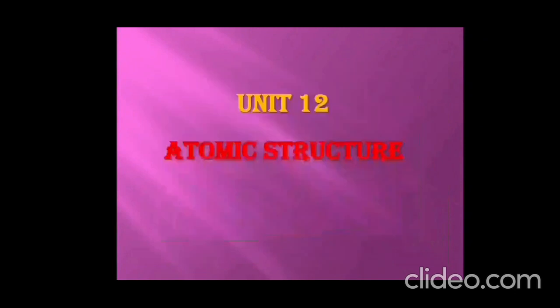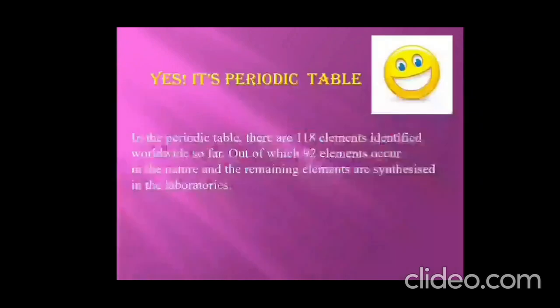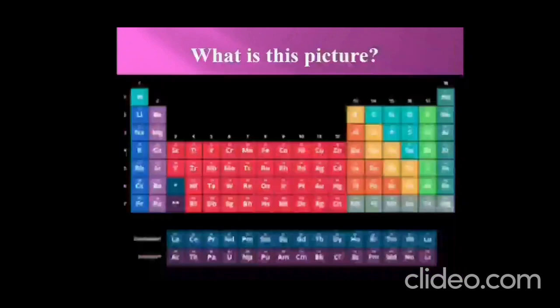Good morning, children. Today we will start with a new lesson, that is Unit 12, Atomic Structure from Chemistry. Now tell me, what can you see in this picture? Yes, periodic table. In this periodic table, you can see many small boxes, right? So, each box represents an element.